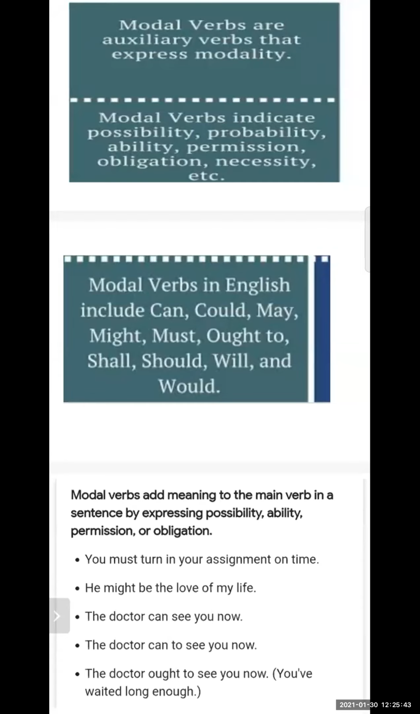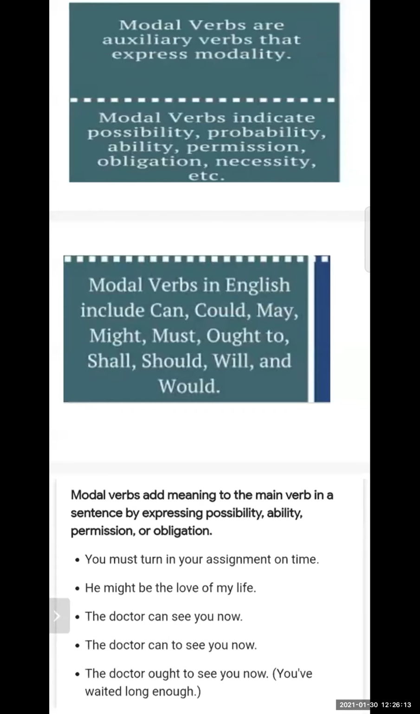I can go for the picnic. Okay, this word can shows the modal verb. Or, I can do my work alone. So here, do means you're doing something. Okay, I can do my work alone. Such kinds of sentences show the modal verbs.